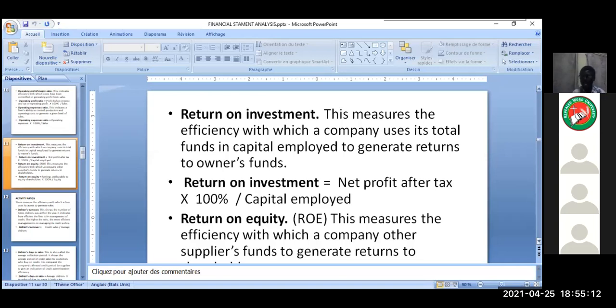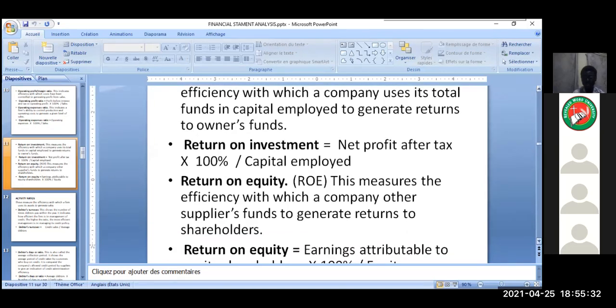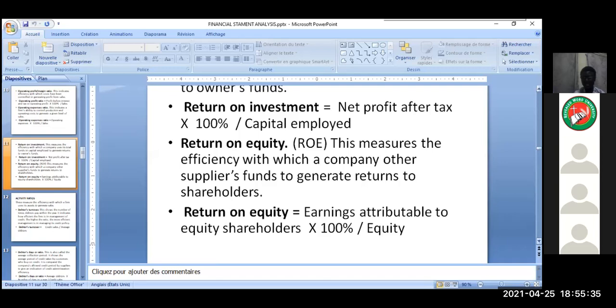Now we have return on equity. Equity, this is shareholders' wealth that they have brought. So they expect something in return. This measures the efficiency in which a company uses shareholders' funds to generate the return to shareholders. So how to calculate? We take earnings attributed to equity shareholders over equity times 100. Just as simple as that. Okay, thank you. We proceed.